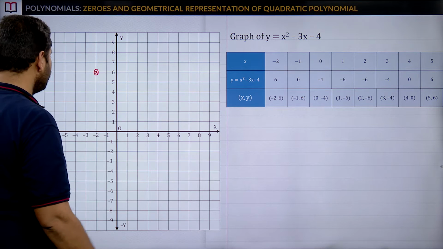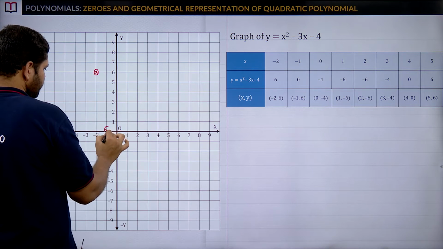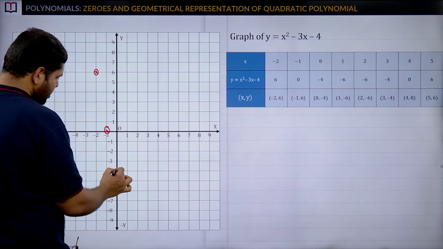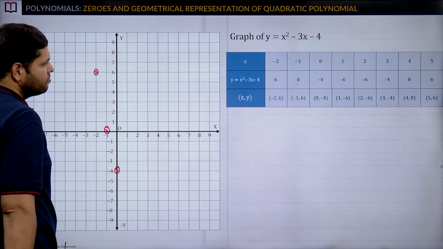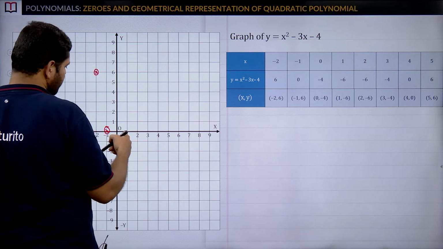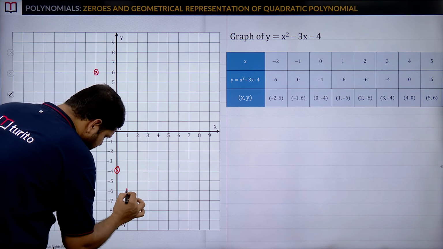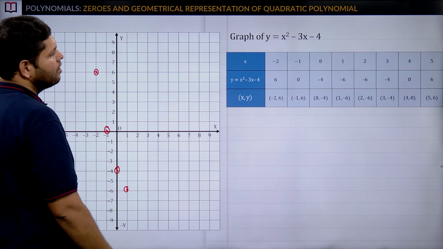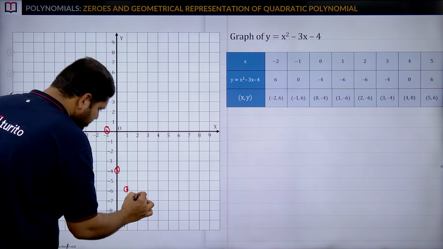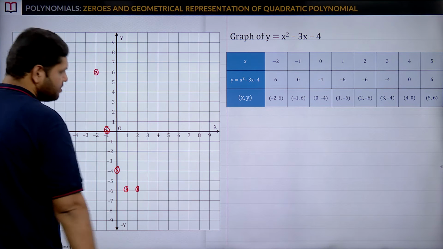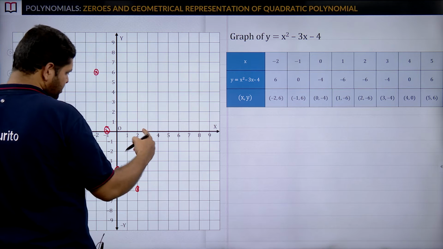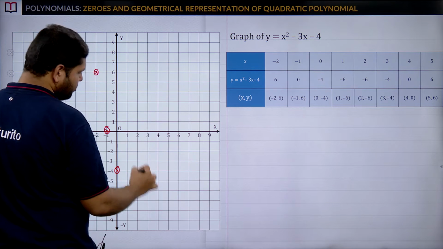Second point, minus 1 comma 0. So this is minus 1 comma 0. 0 comma minus 4 means this is 0 comma minus 4. 1 comma minus 6. So this is plus 1 and minus 6 means somewhere here. Next one children, 2 comma minus 6. This is plus 2 and minus 6 means here. 3 comma minus 4. So this is plus 3 children and this is minus 4.